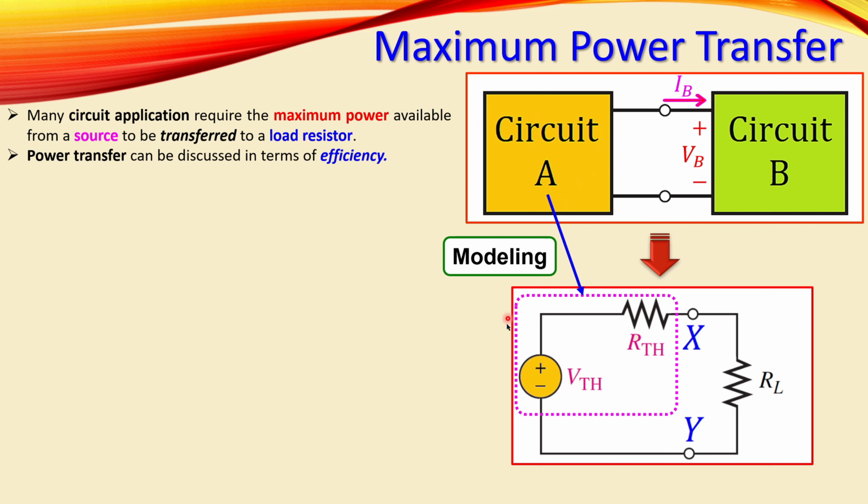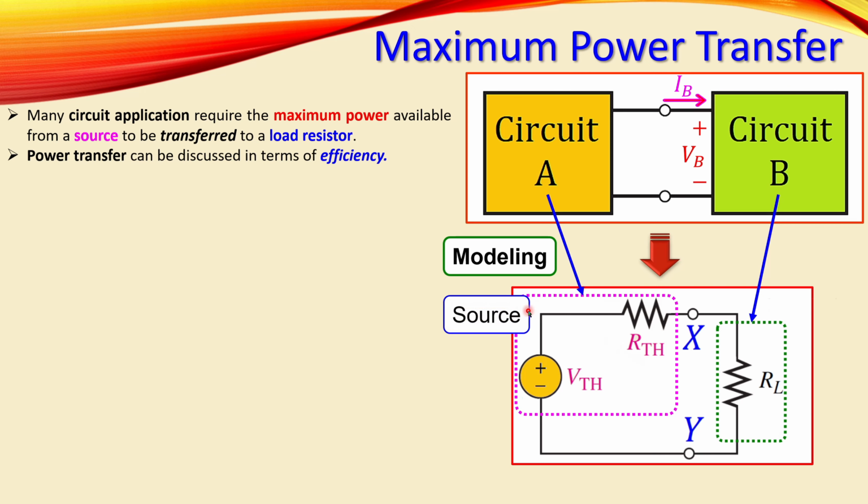This can also be done using Norton's equivalent circuit, where we have a current source in parallel with the Norton resistance. Circuit B can be modeled by just a load, but it can of course be more complex when you have frequency dependency. In this case we consider only DC analysis, so you can model circuit B by just a load resistor.